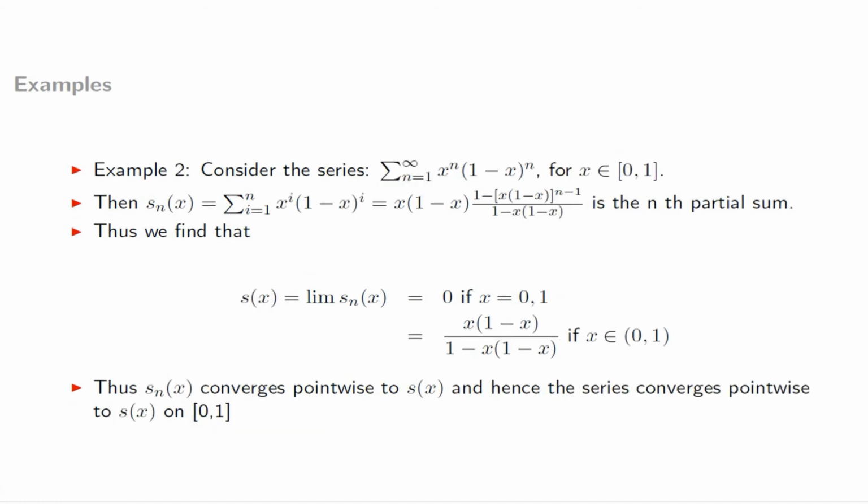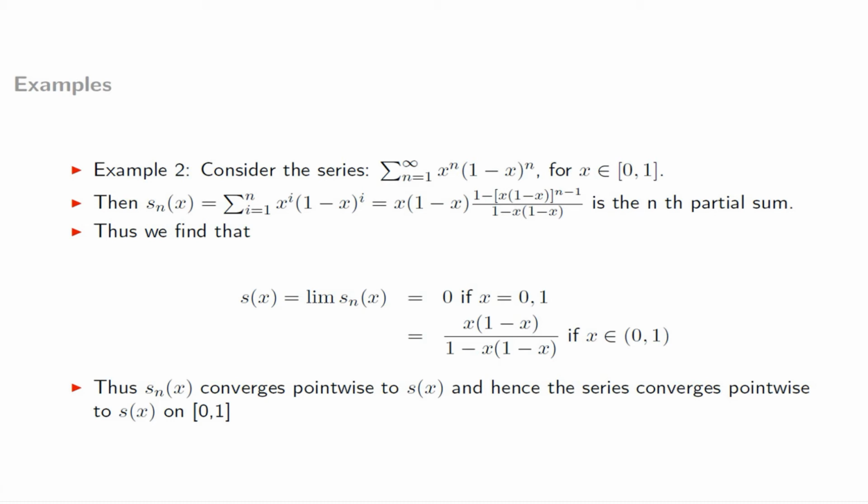Consider our next example, which involves the nth term x to the power n multiplied by (1 minus x to the power n) for x belonging to the closed interval [0,1]. Then in this case we get a geometric series, and so s_n(x) comes out as x times (1 minus x) multiplied by (1 minus (1 minus x) to the power n minus 1), whole thing divided by 1 minus (1 minus x).